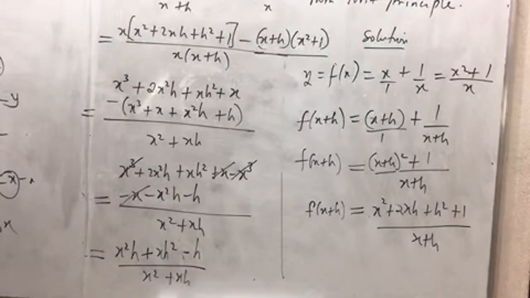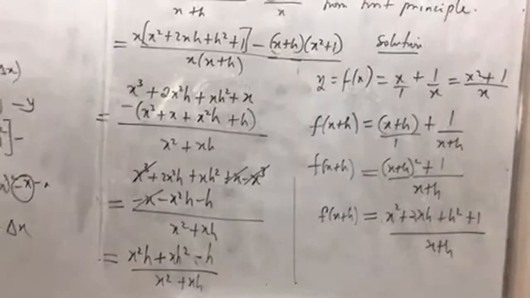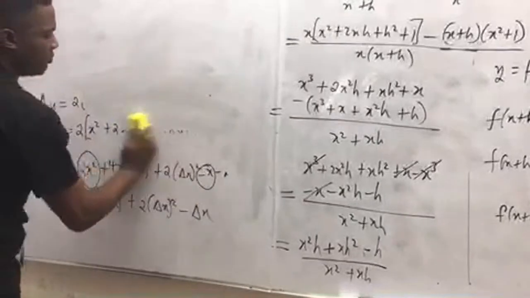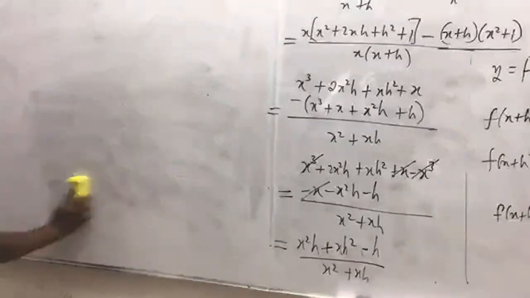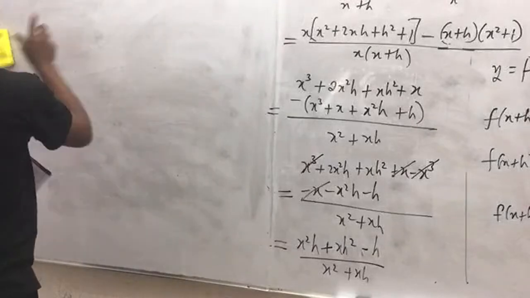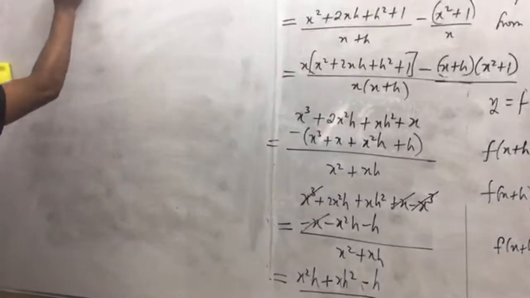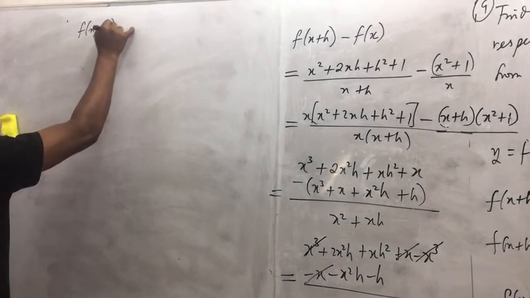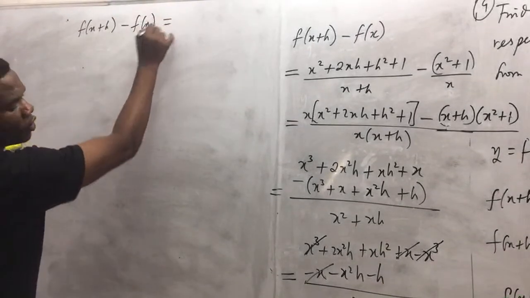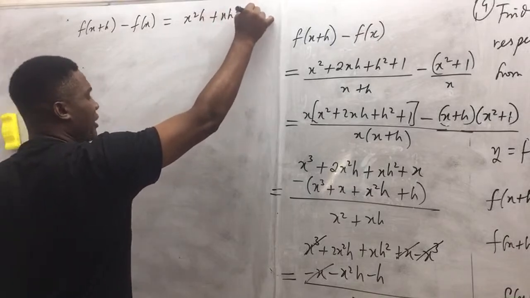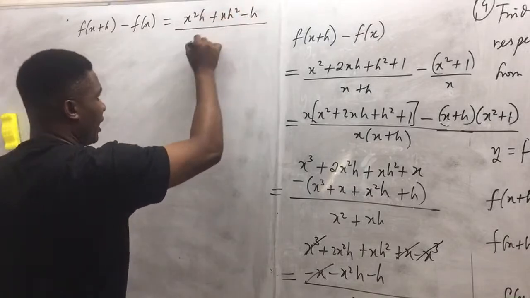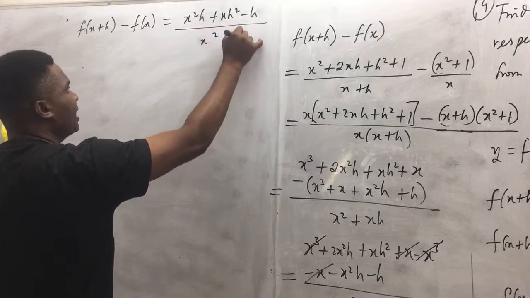Now, what have we obtained? We have just obtained a final expression for the numerator there. So we've obtained f of x plus h minus f of x to be x squared h plus xh squared minus h all over x squared plus xh.